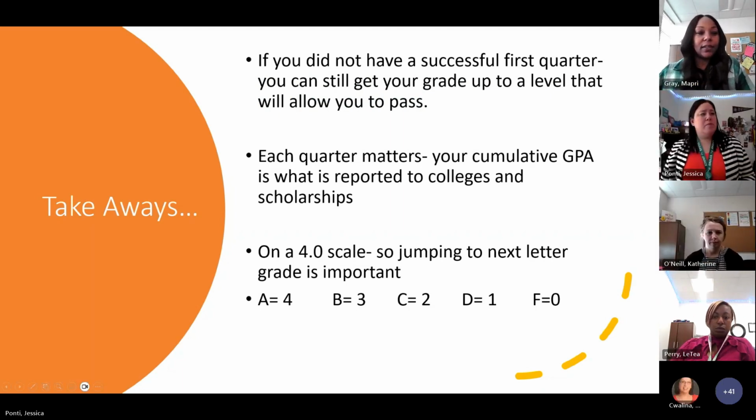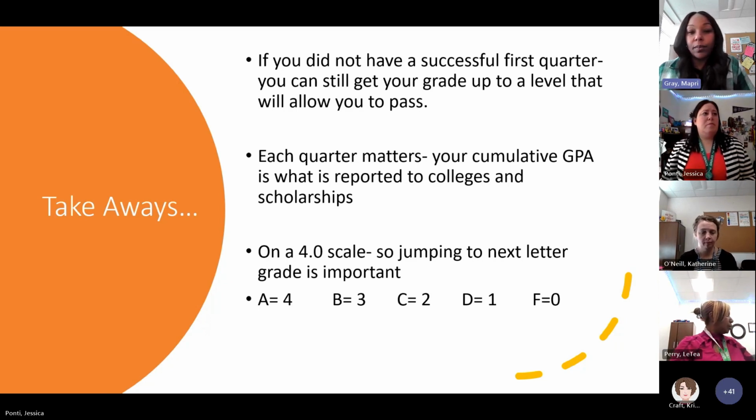All right, so the takeaways are, I'll just look at my other screen, if you do not have a successful first quarter, which Ms. Ponte kind of talked to you about, you can still get your grades up in order to pass the classes. That's what Ms. Ponte was telling you about, to make sure that just because you had a bad quarter does not mean that you won't be able to pass the class.